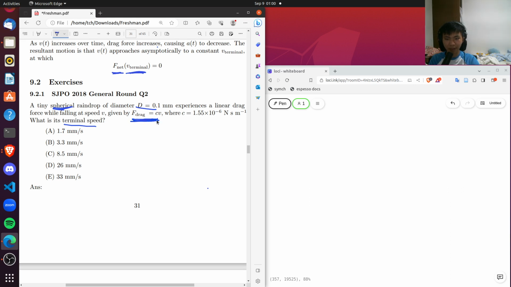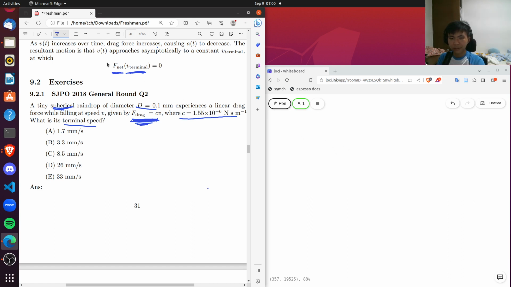like most physics Olympiad questions, they will tell us the dependence, right? They'll tell us what to assume. And we're even better, you're even given the coefficient. So given the velocity, you know exactly the drag force. Okay, so what's its terminal speed?